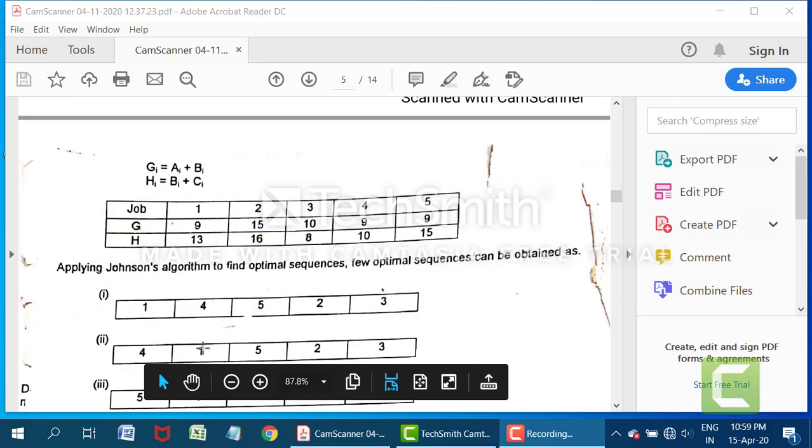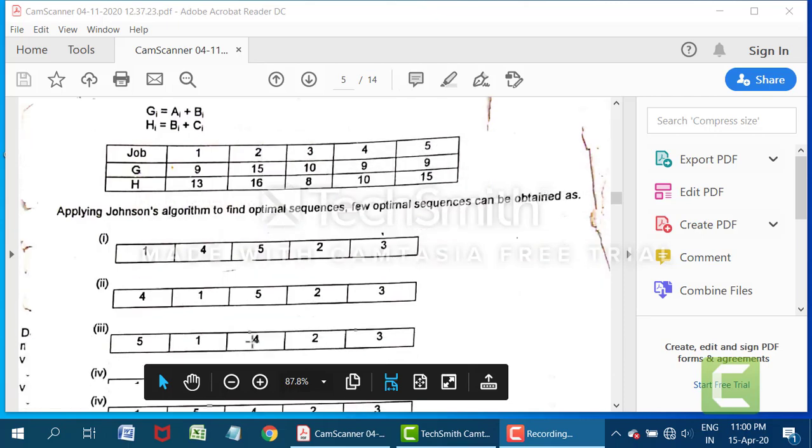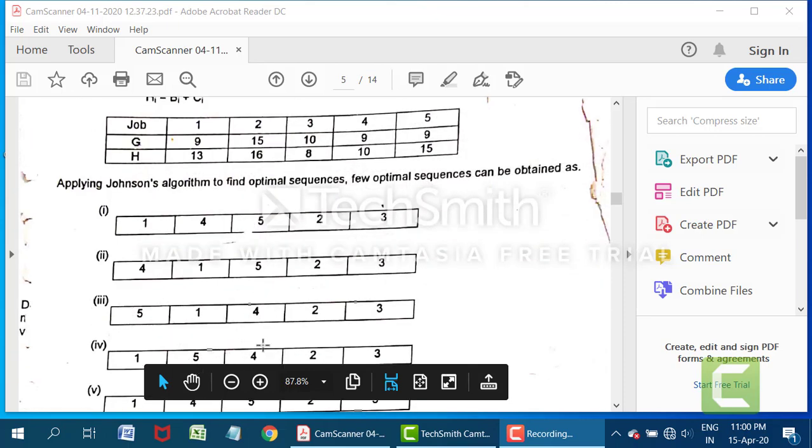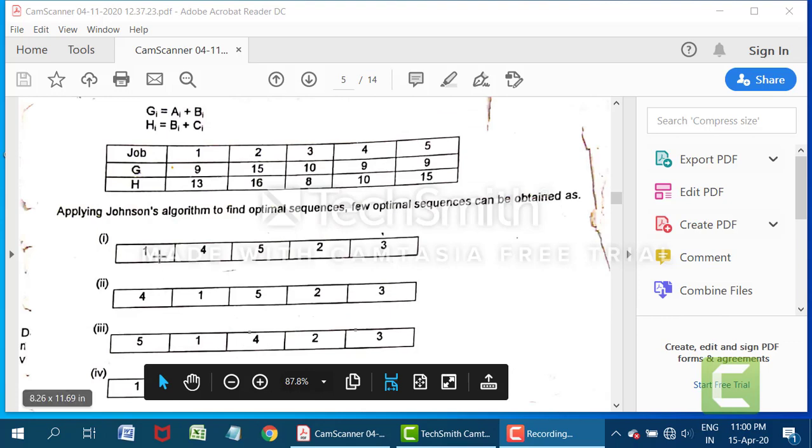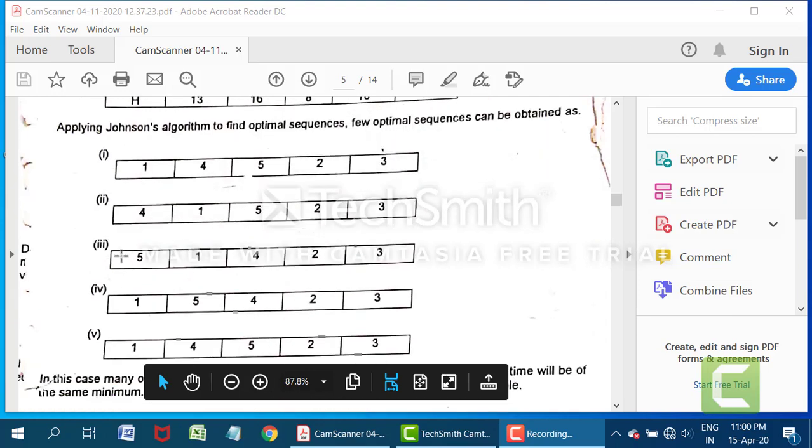4 is given here. 1 you can put, 5 you can put. So 1, 4, 5 can be used. 4, 1, 5 can be used. Or 5, 1, 4 can be used. Or 1, 5, 4 can be used. Or 1, 4, 5 can be used. See, these are all the different ways you can put. All these are supposed to be best sequences.